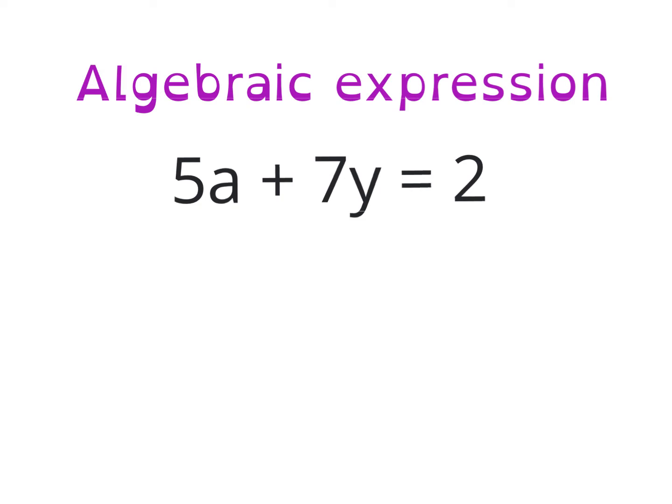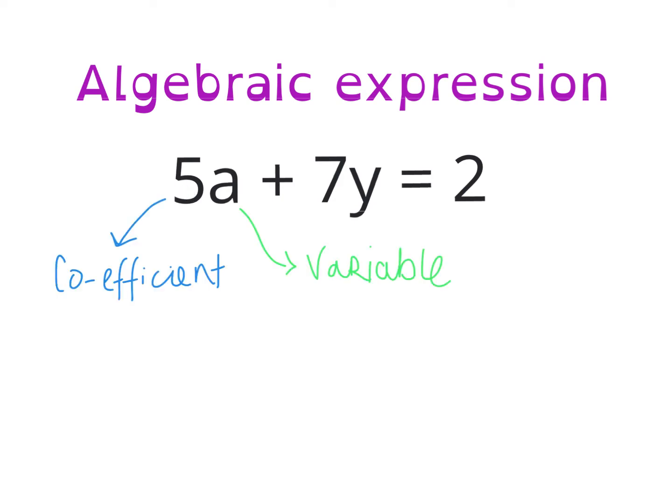For example, this 5a is considered a term, and within this term you have the variable, which is a, and the coefficient, which is 5. In a similar way then, our 7 in this term is the coefficient and our variable is y. A variable is the unknown part of the algebraic expression. And finally, you will have 2, which in this case is called a constant.